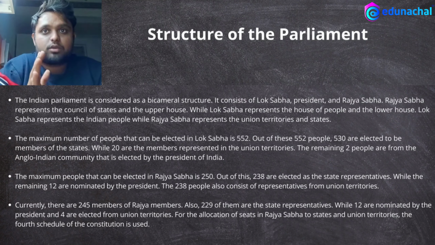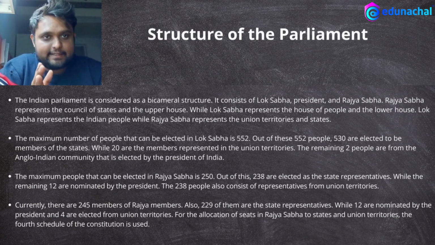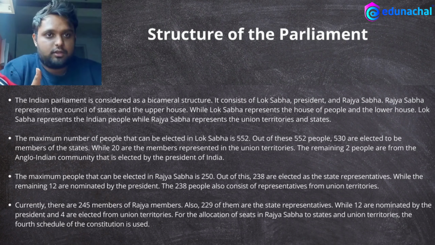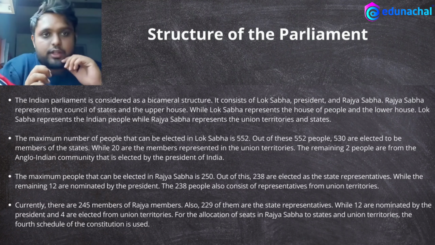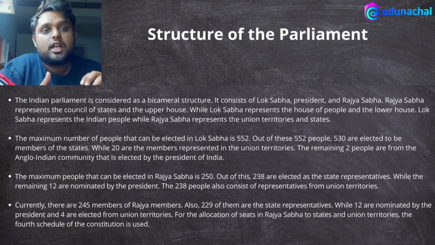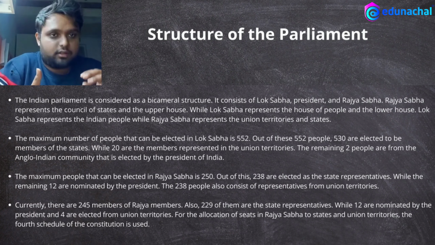Lok Sabha, house of the people, has 545 members, of which 543 are directly elected, and 2 members are nominated by the president on the advice of the government to represent the Anglo-Indian community. Now this Anglo-Indian provision has been dissolved, so there is no such representation given now. First of all, what is the Anglo-Indian community?